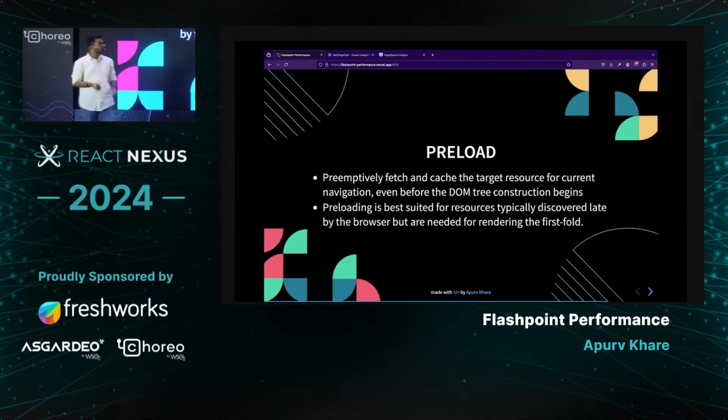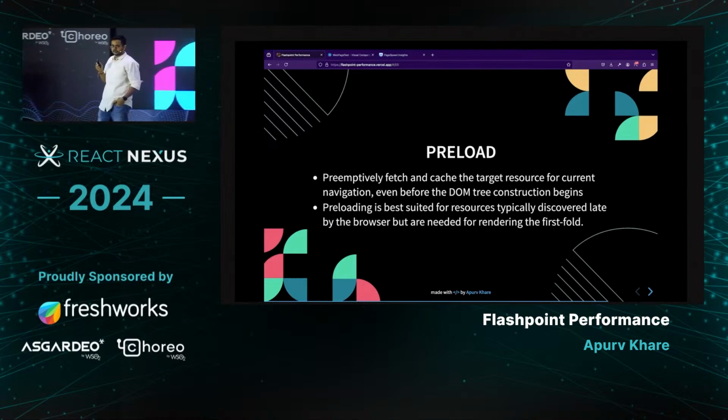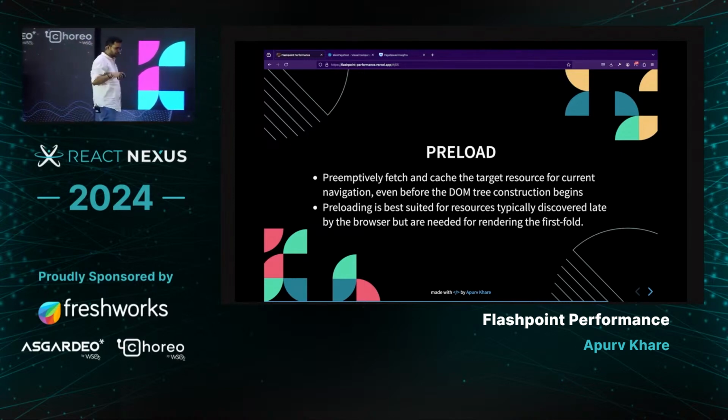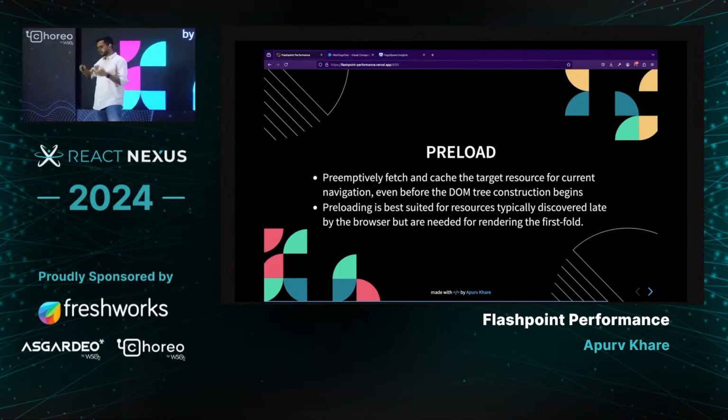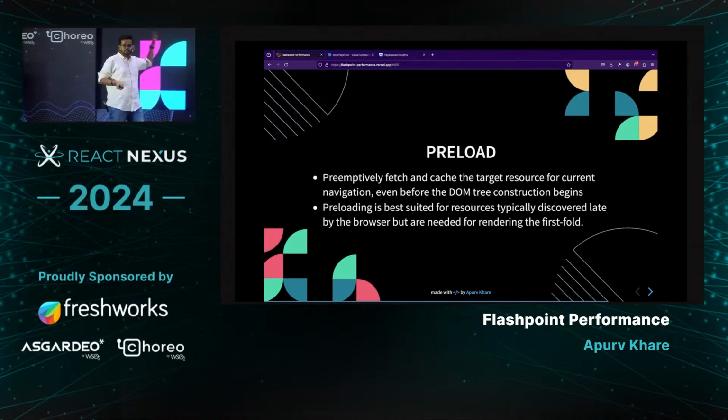Whatever is above the fold content, be it images, CSS, whatever it is, you should get it as soon as possible. So you can preload that even before the critical rendering path begins. And you can do that using this preload relationship in the link tag.